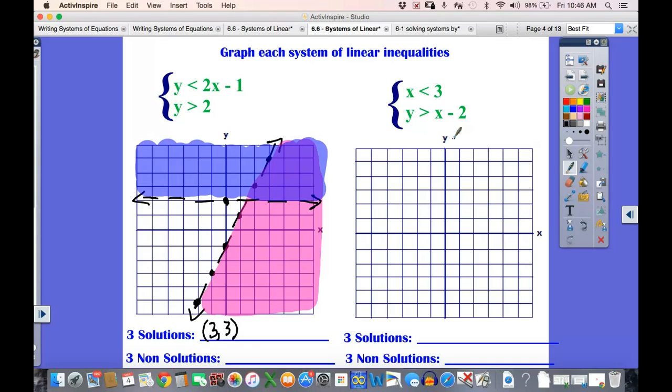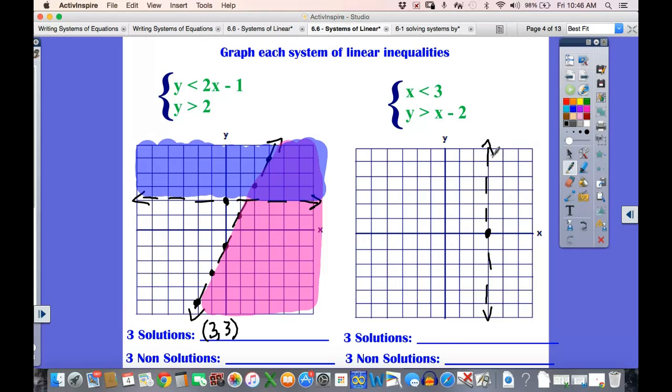All right, so now I'm going to graph this one. X is less than 3. People that have been paying attention to Mr. O'Neill know that x equal lines or x less than or greater than lines are vertical lines. This is going to be a dashed line.